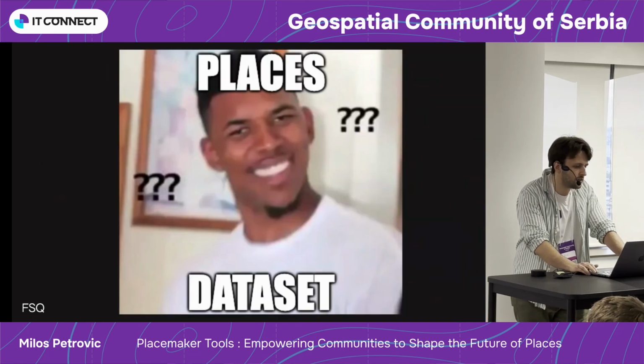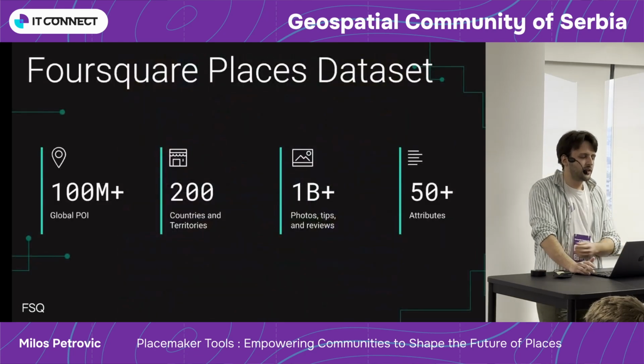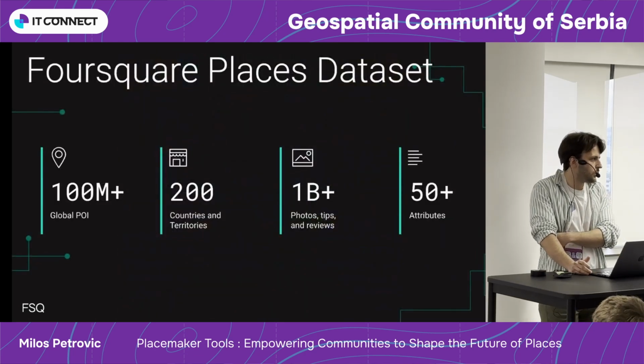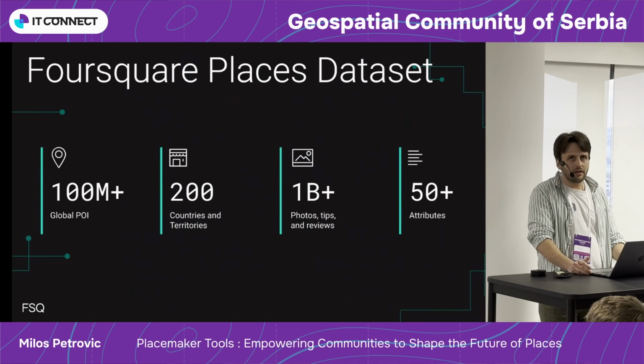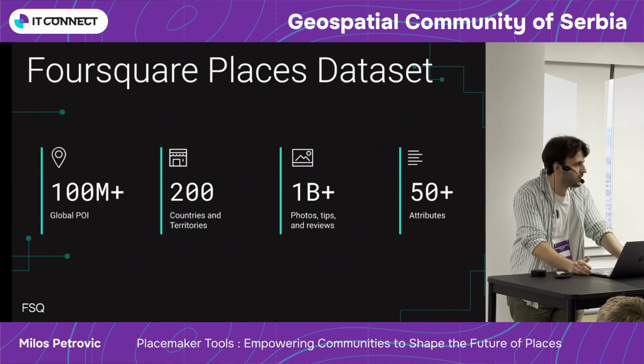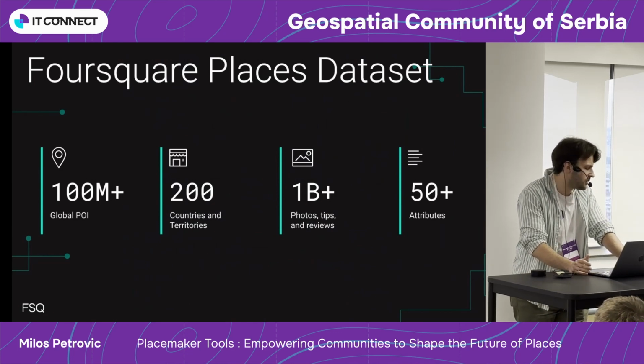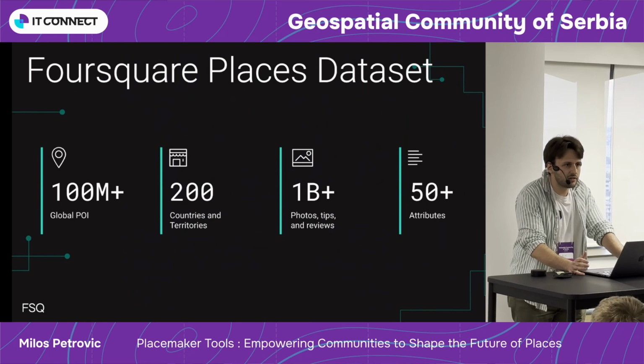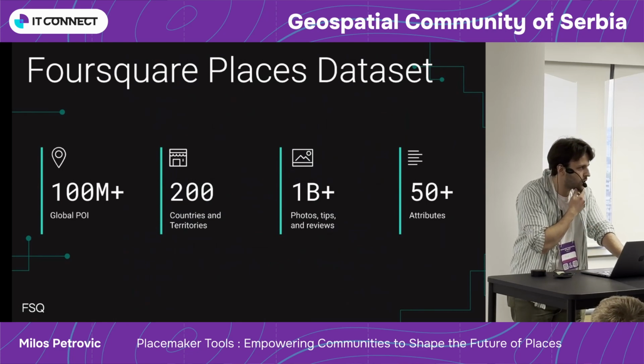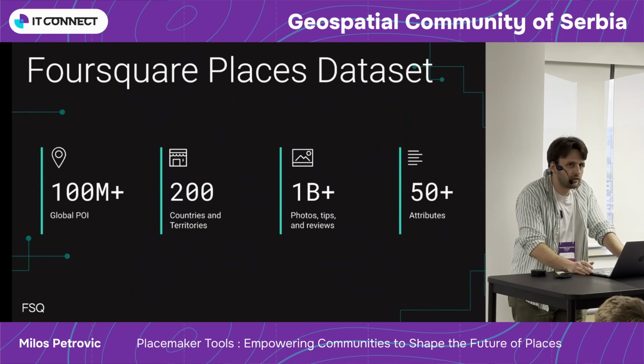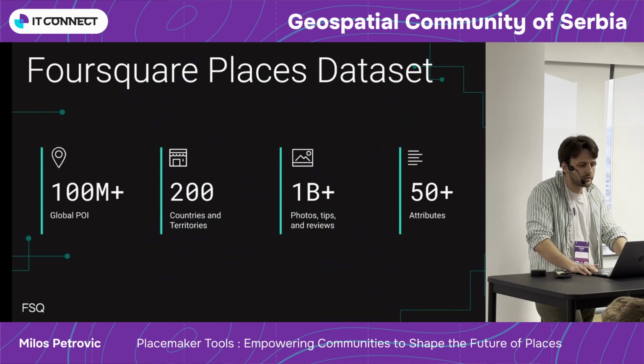So I keep mentioning this Places data set. What is it? This is a data set with over 100 million places worldwide, starting from coffee shops, restaurants, museums, and much more. And it's not just name and address. We have various attributes, more than 50, from categories, when the places are open, does a place have Wi-Fi, is it free, and besides that, we also have a lot of user-centric data, like reviews, photos, even check-ins.